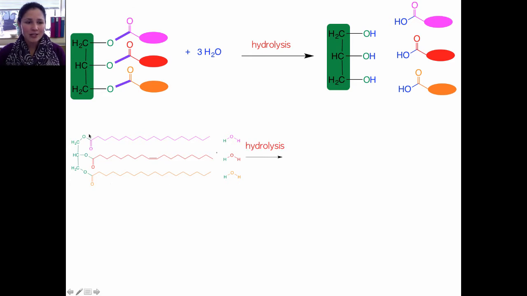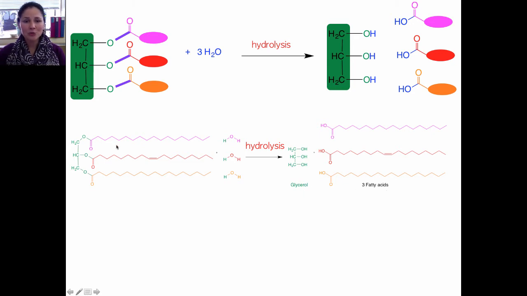When I draw the products, I will cut the bonds of the ester functional group. It's the bond between the oxygen and the carbonyl carbon. When I cut that bond, I will add one of the hydrogens from the water to each of the alcohols, and the OH group from water will end up being bound to the carbonyl carbon. When I hydrolyze a triglyceride molecule, my products are always glycerol and three fatty acids.